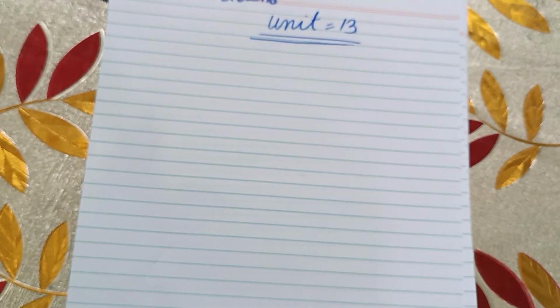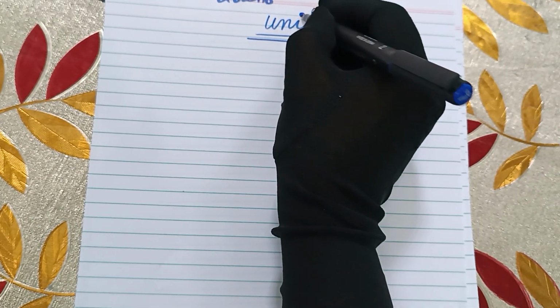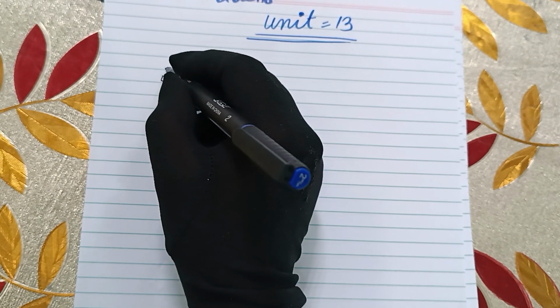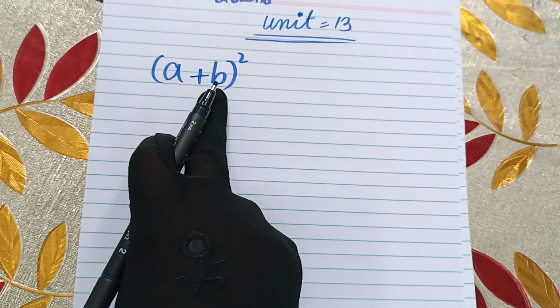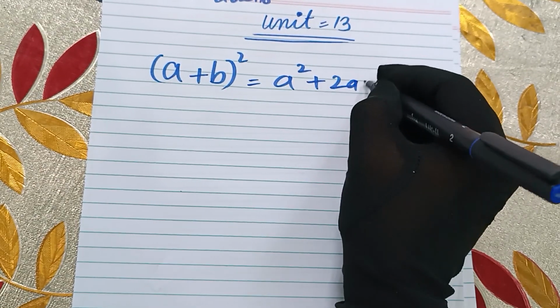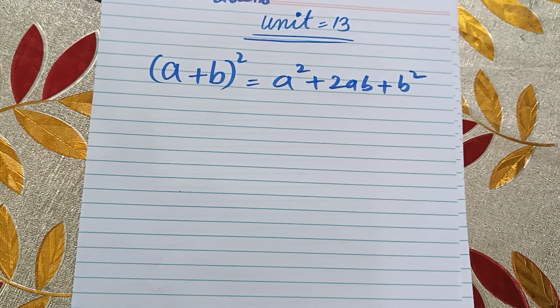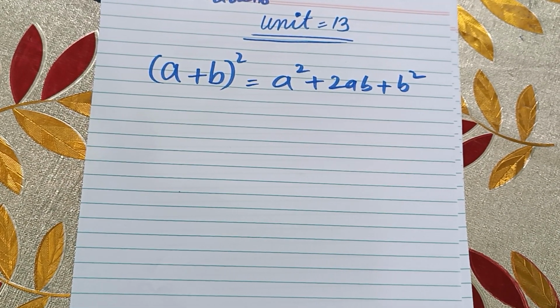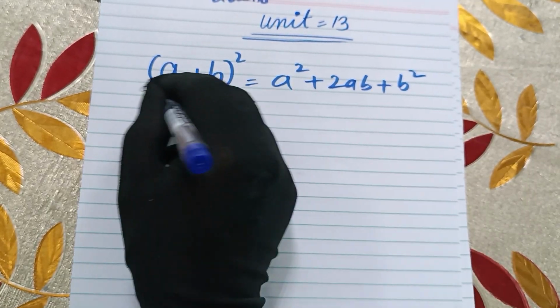But before starting this unit, I would like to revise a few identities that we know. In algebra, if we take the square of a sum of terms, it is equal to a square plus 2ab plus b square. Mostly the students ask how it is equal to this one. We can prove it by doing the expansion.